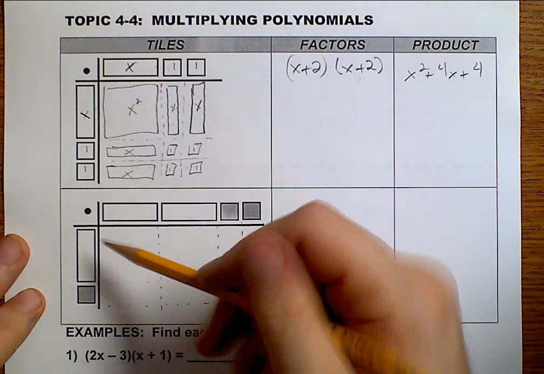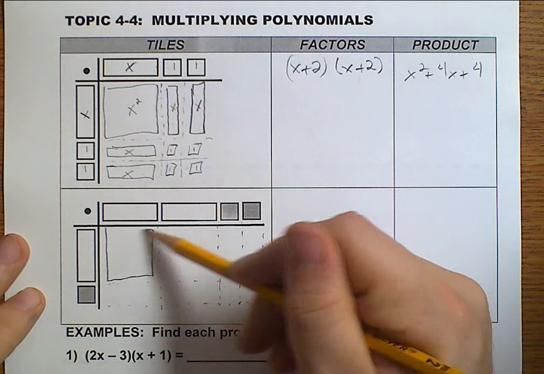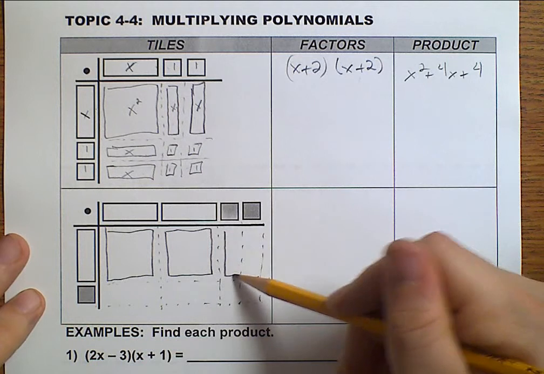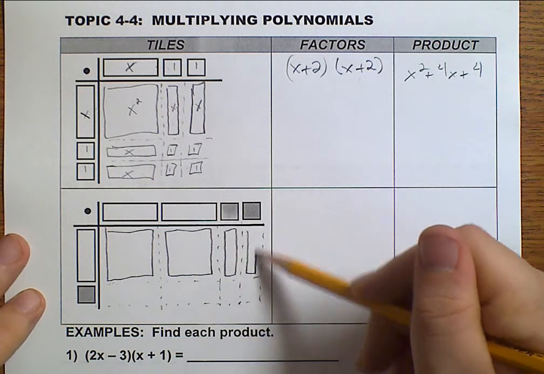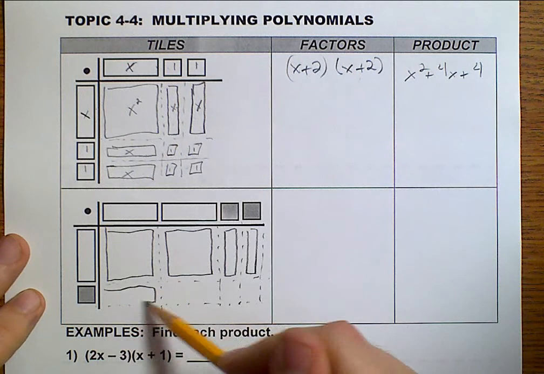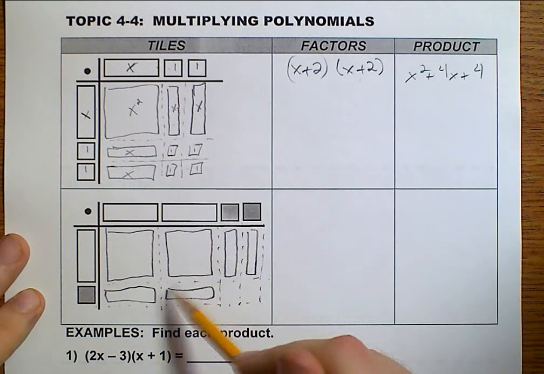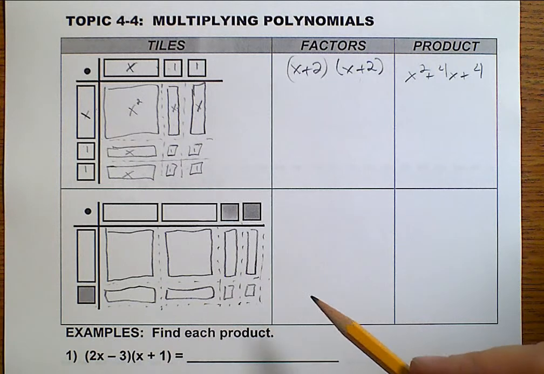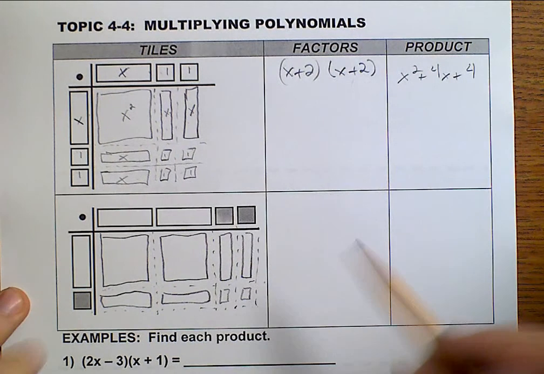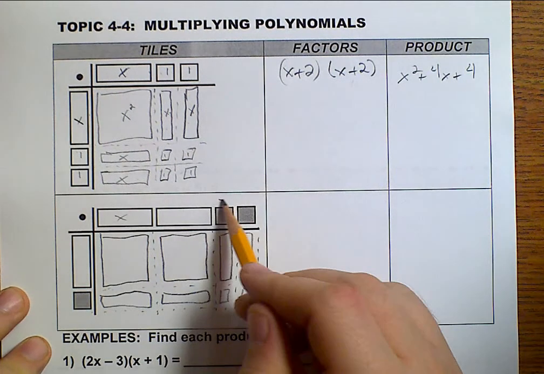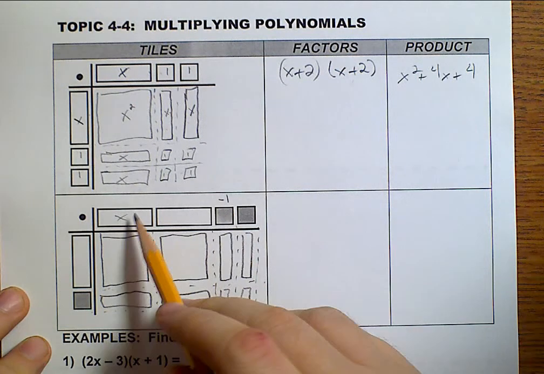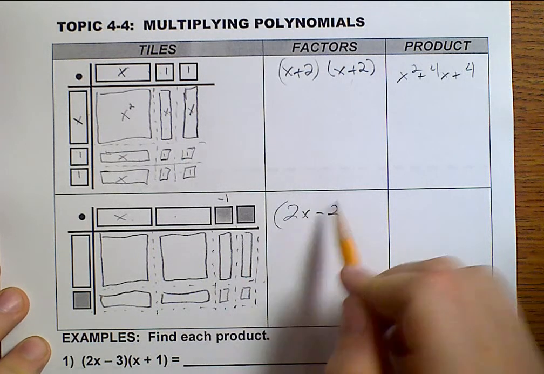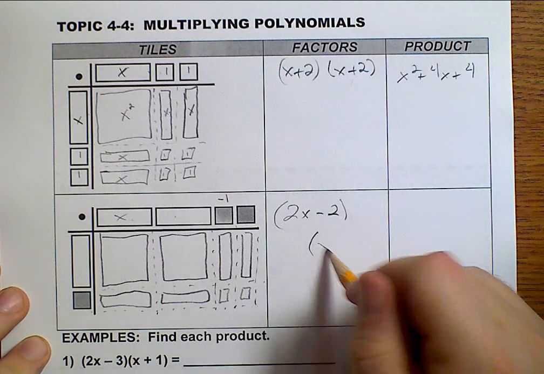Here we have a big box, another big box, a skinny box, another skinny box, a long box, another long box, and 2 small boxes. Well, notice that while these may be x's, these are -1. So this would be 2 x's minus 2 times 1x minus 1.